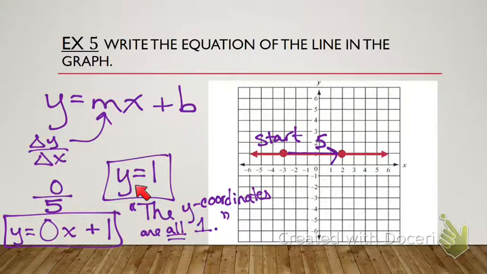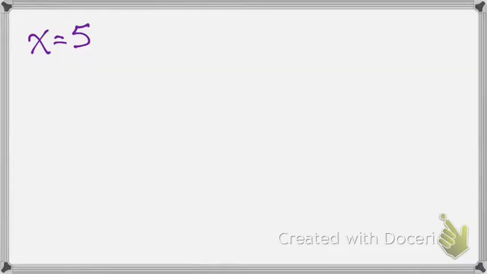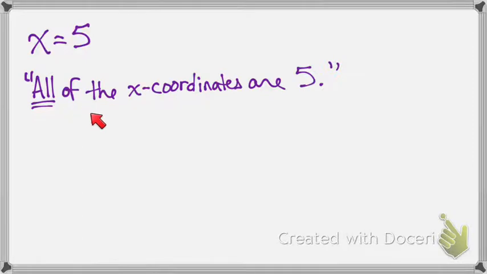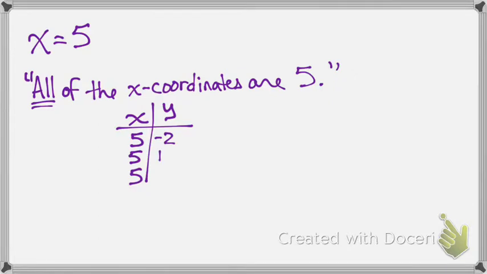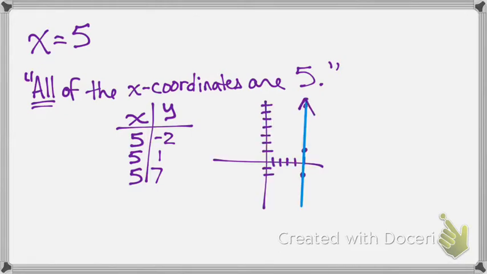If I ever see an equation that says y equals a number, that means the y coordinates are all that number. Every single point would have comma 1, comma 1, comma 1. If I ever see x equals 5, all of the x coordinates are 5. If I drew a table of what I was looking at, I'd have 5s written down the entire x column and then different y values in the right column. If I connect those, what would it make? It would create a vertical line.